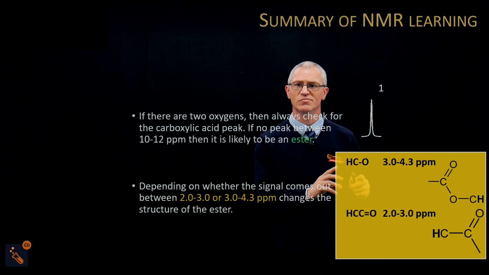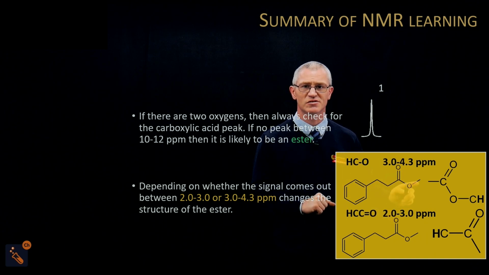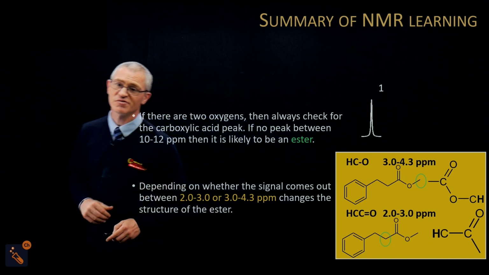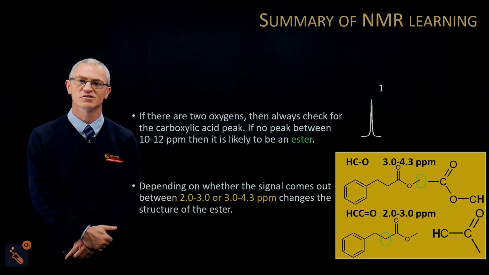Really, really important. And if you look here and we draw our molecules, we know that it's this way because that CH3 is next to that single bond O because it came out in that area, and this CH2 is next to the C double bond O because it came out between 2 and 3. And that's a really important lesson of the previous two videos.